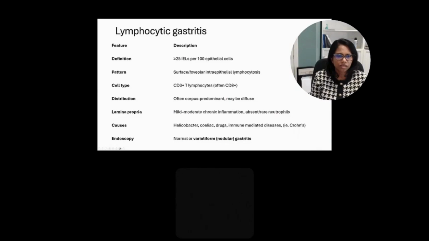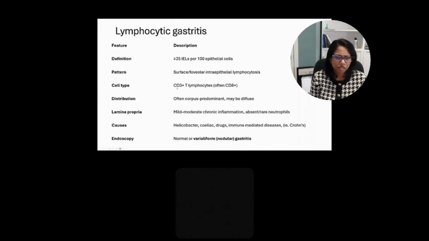Now, in terms of lymphocytic gastritis, usually it's the presence of greater than 25 intraepithelial lymphocytes within the surface and foveolar epithelium, like intraepithelial lymphocytosis within the surface of the epithelium or within the pits.